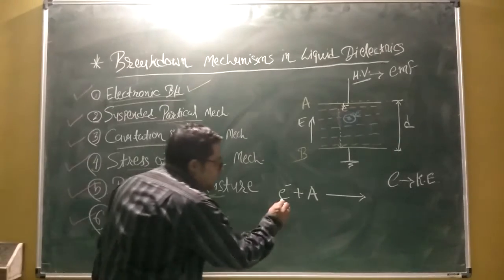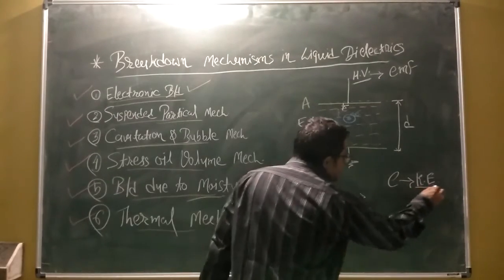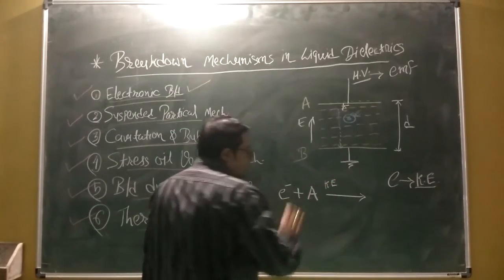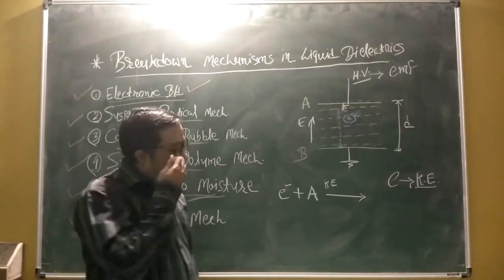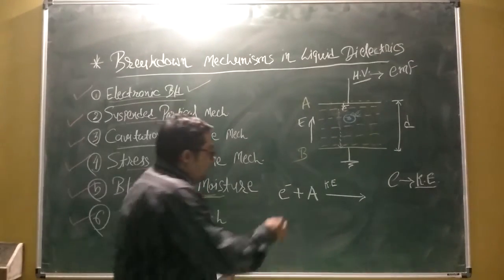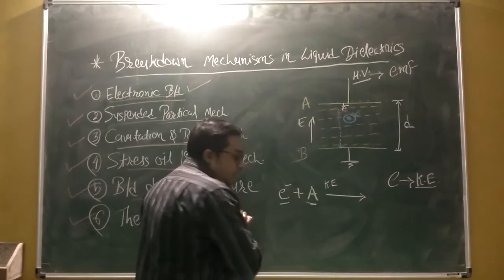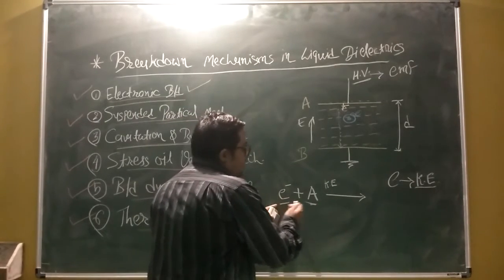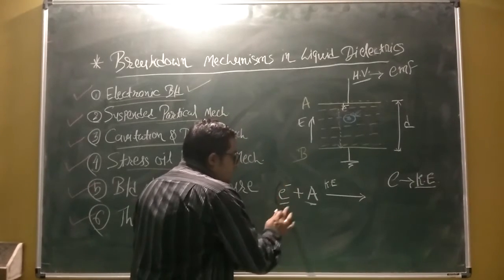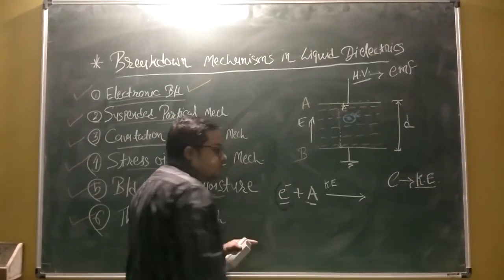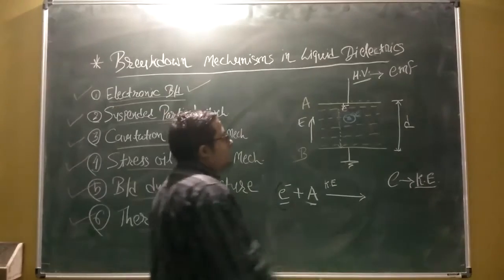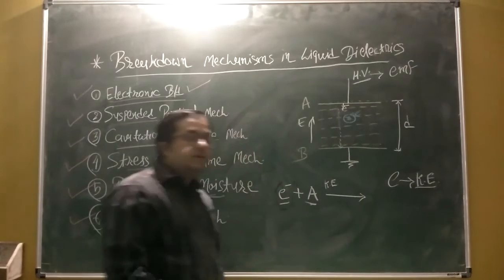Now as this electron is accelerated, it has kinetic energy. As it has kinetic energy, it will collide with the neutral atom. When this electron collides with the neutral atom, it will give up its kinetic energy to this neutral atom. As a result, what happens? The molecular structure of this atom gets destroyed.